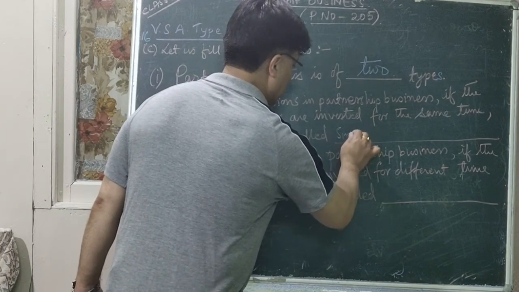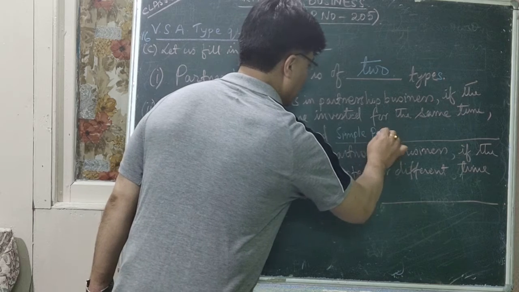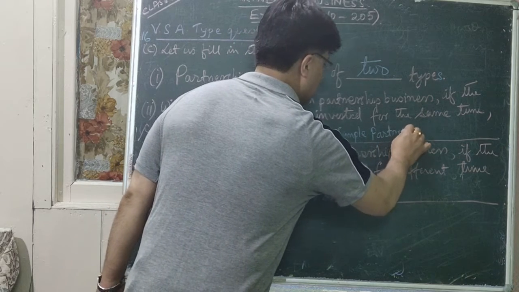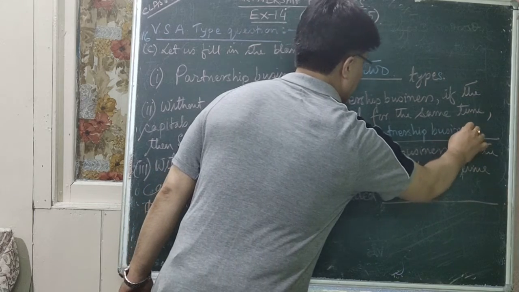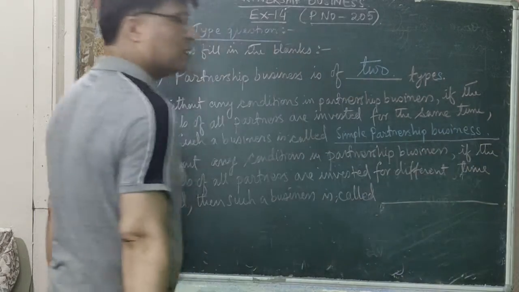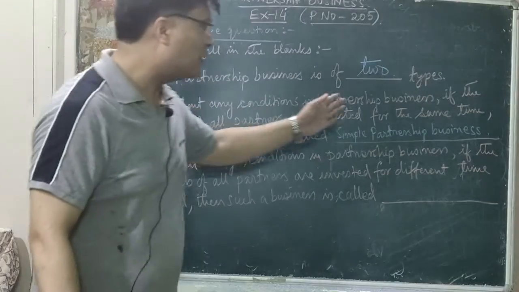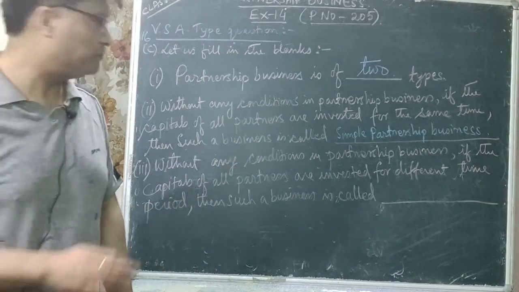So what do we write here? Simple partnership business. This is known as simple partnership business. So this is the definition of simple partnership business.